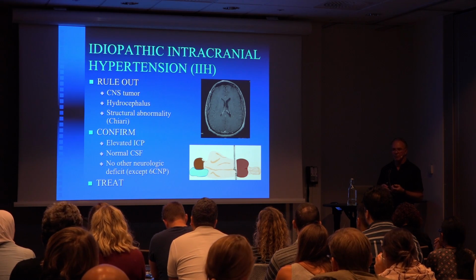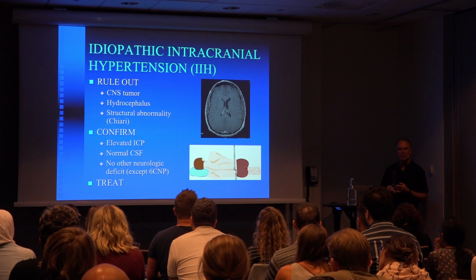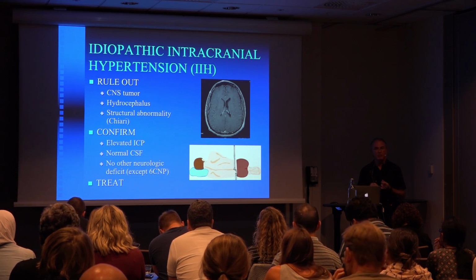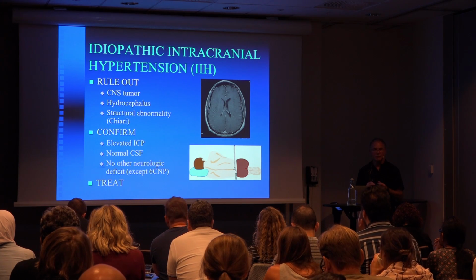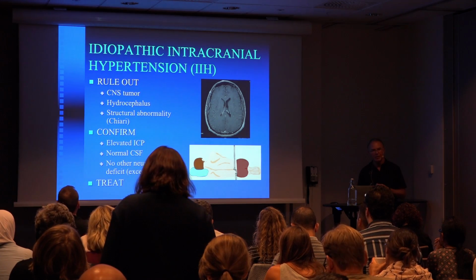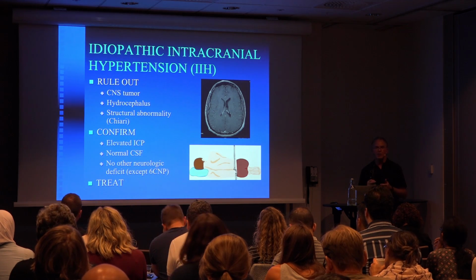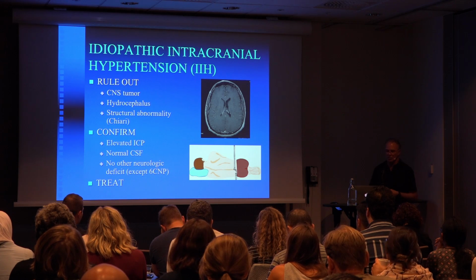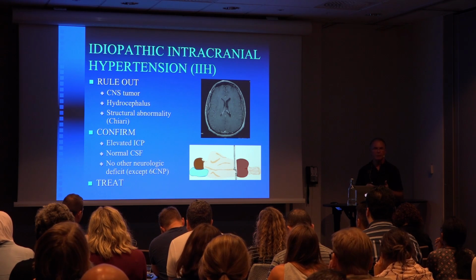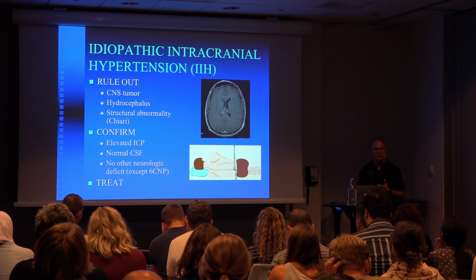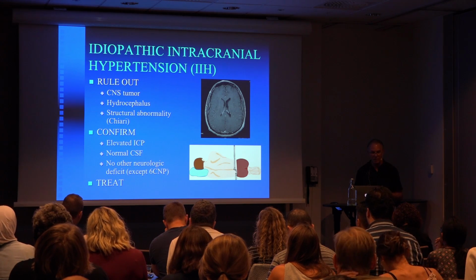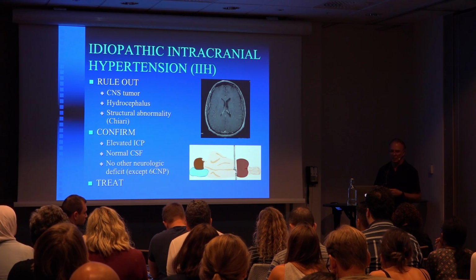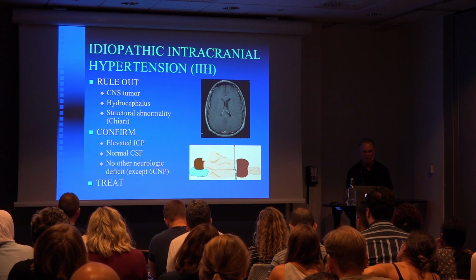What's our teaching for IIH? I'm going to talk a little bit around that term later, but for now we'll call it IIH. What do you do? You make sure there's not a tumor there, number one. You make sure there's not hydrocephalus. You make sure there's not a structural abnormality that might be causing papilledema. You confirm that the intracranial pressure is high, so you've got to measure that with the lumbar puncture. You make sure that the CSF has normal composition. Make sure it's not meningitis, there aren't cells there, or blood, or something else. And you make sure there's no other neurologic deficit, except 6th cranial nerve palsies, which happen with elevated intracranial pressure. And then you treat them.